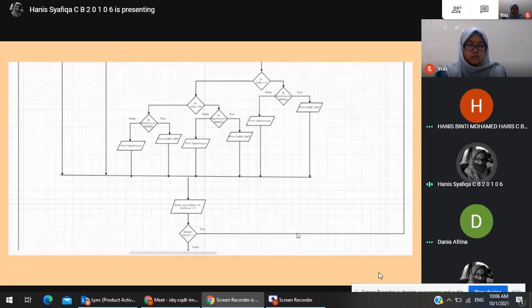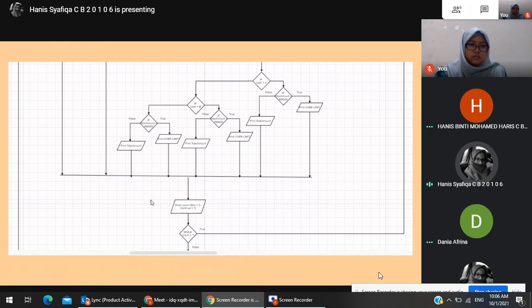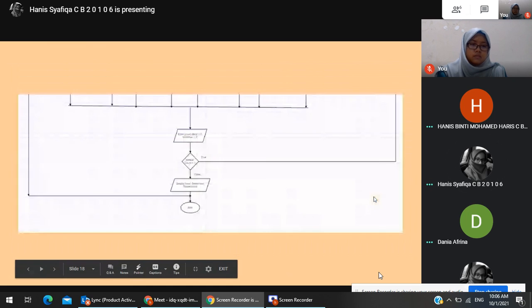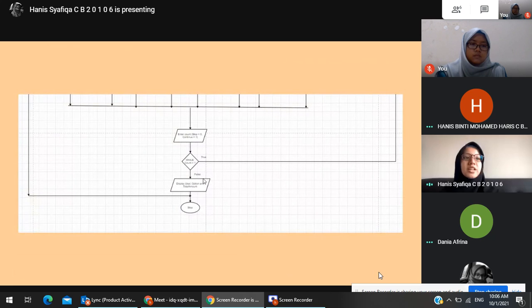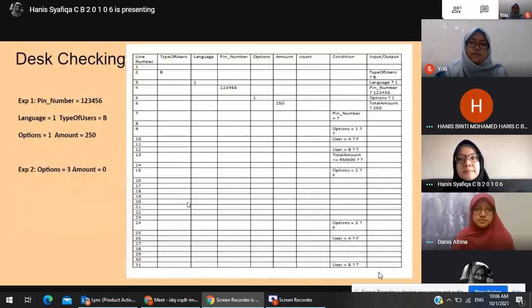And then if the total amount is more than the limitation, it will print over limit. And if it's not, it will print out the total and restart from the beginning. But if the user doesn't want to continue, it will display the user, option, and total amount. So this is from the pin number false. It will go straight to the stop.